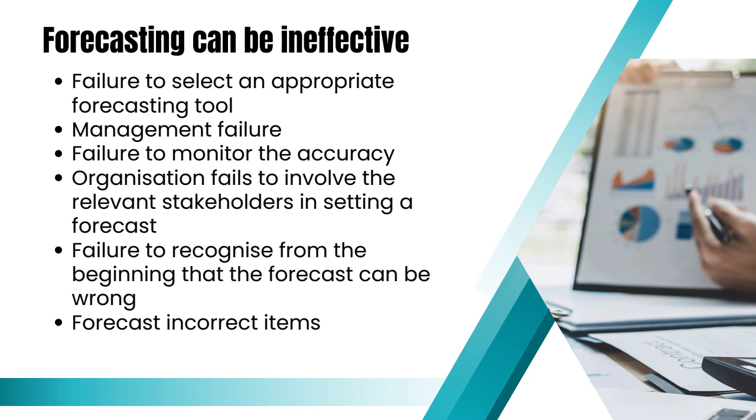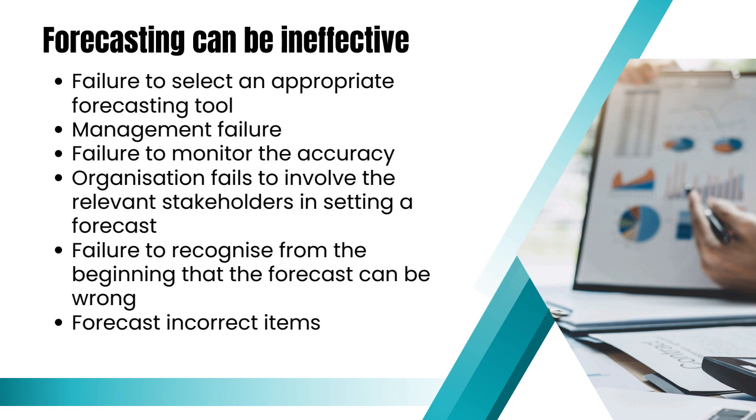Failure to monitor accuracy of the forecast means that the organization fails to improve the forecast because they're setting an inaccurate one in the beginning. So there will only be control if the forecast is changed when it does not perform as it should. So by taking all of this into account, then forecasting would work. If it doesn't, then unfortunately, forecasting will be very ineffective.